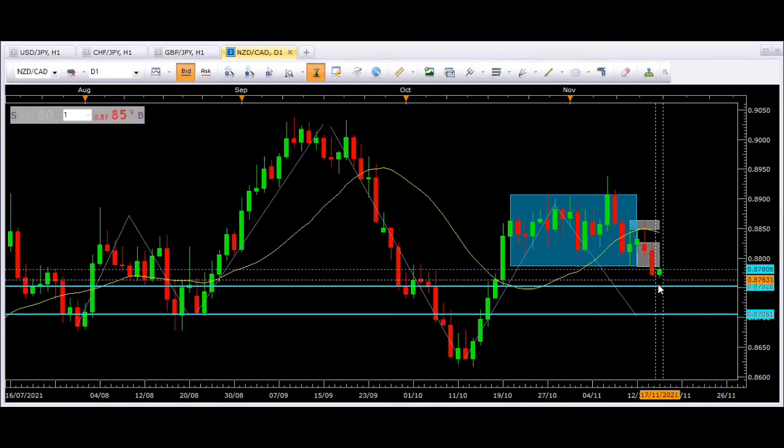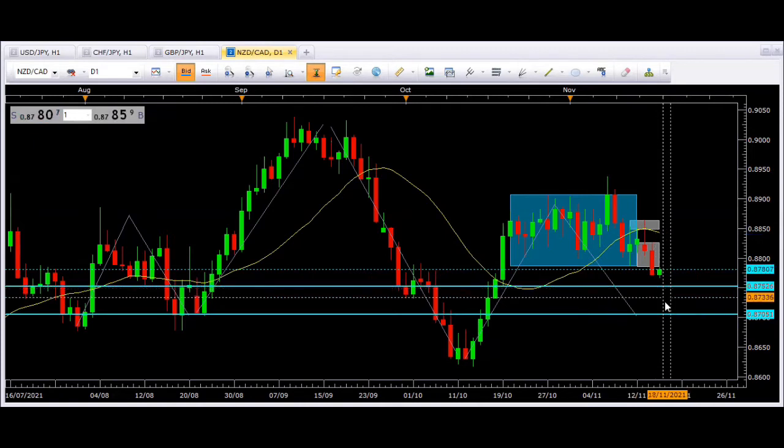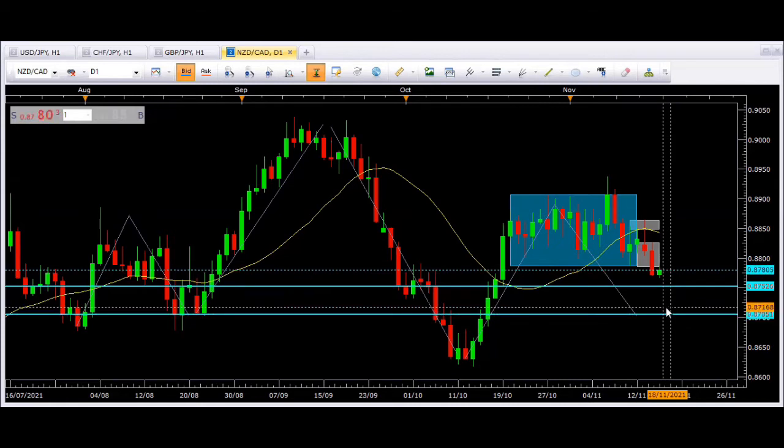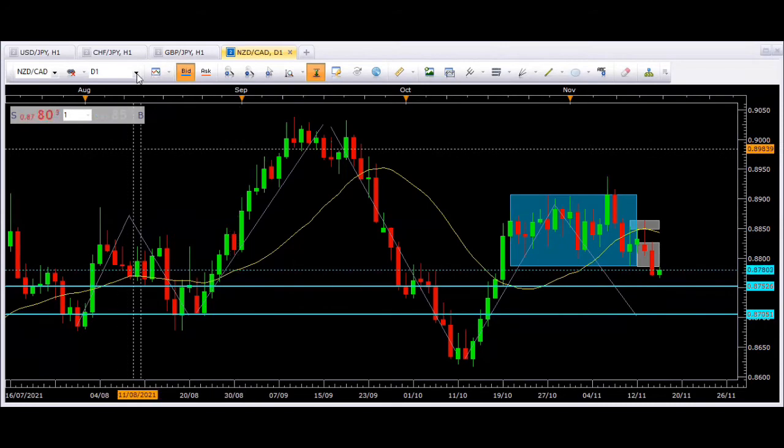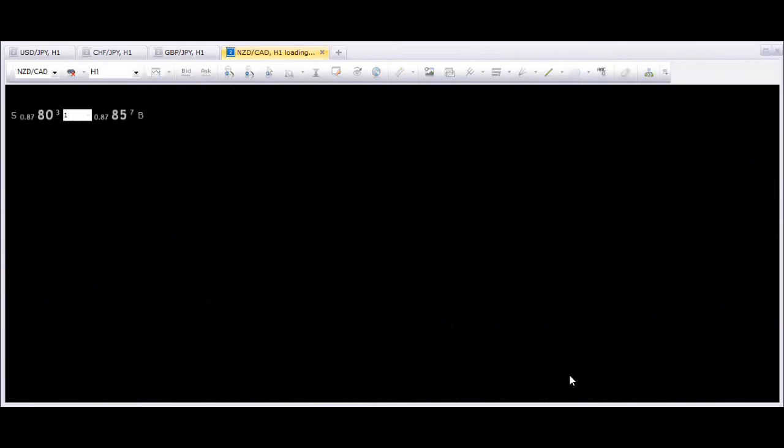Short this market down to our first target of 87.52, and then our second target of 87.05. There are our two targets on the daily chart. Let's look at H1 for execution.